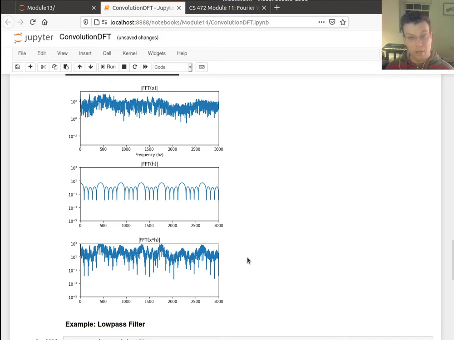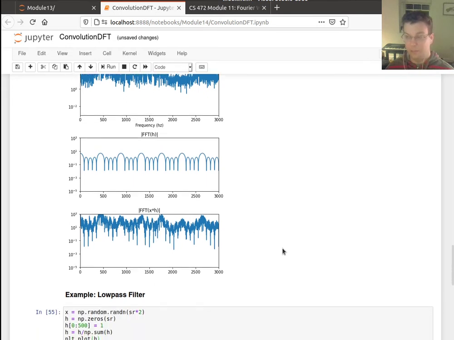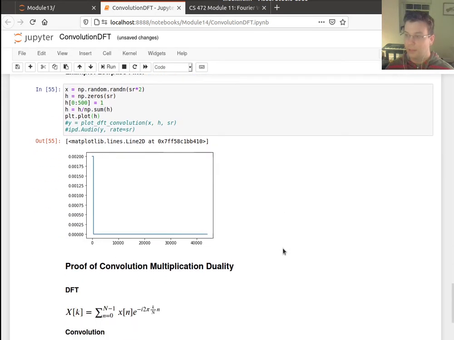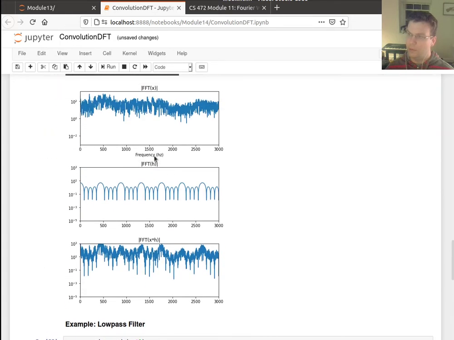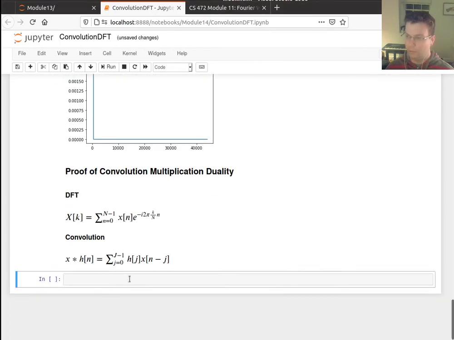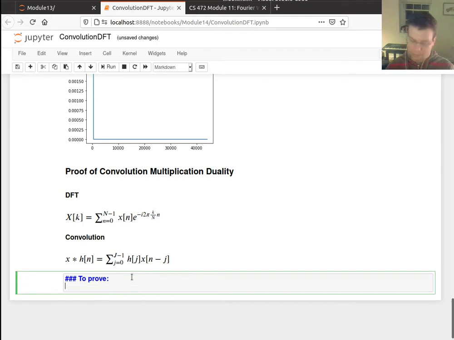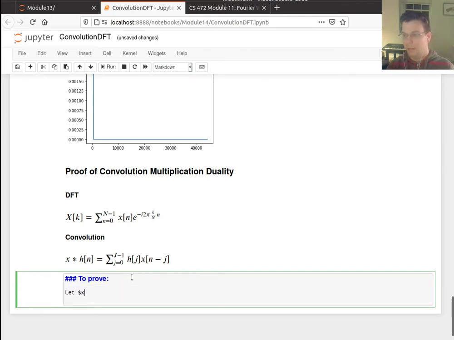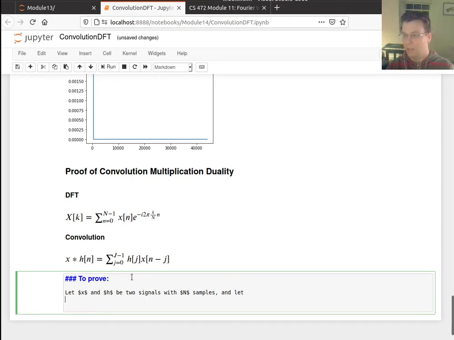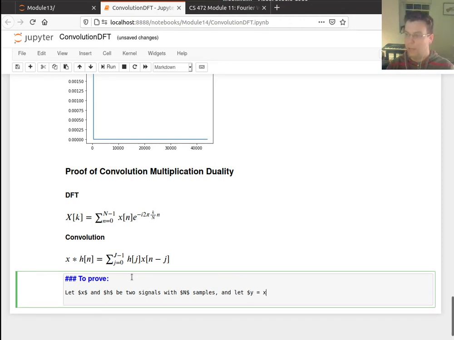So now I want to actually prove that's what happens. And I'm going to prove something a little stronger. So here I was just looking at the magnitudes, but I want to show something a little more. So I'll say to prove. What I want to show is that, let x and h be two signals with n samples, and let y equal x convolve with h be their convolution.